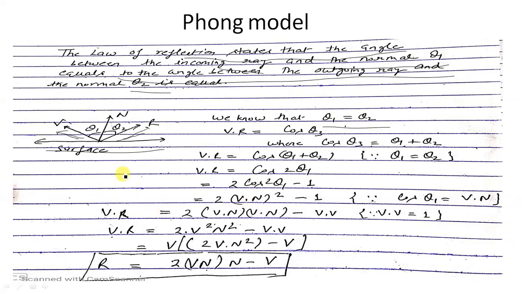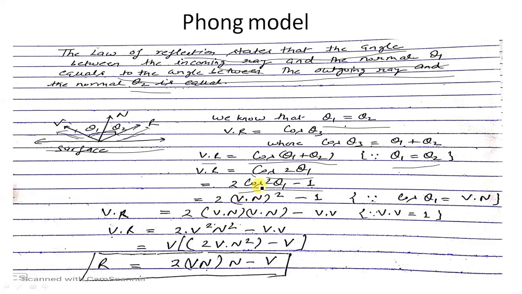Now the total angle is theta 1 plus theta 2, which is replaced by theta 3. So v dot r is equal to cos of theta 1 plus theta 2. As we know that theta 1 is equal to theta 2, then cos of 2 theta 1, by the trigonometric formula, cos 2 theta 1 is equal to 2 cos square theta 1 minus 1, because cos theta 1 is the dot product between v dot n.